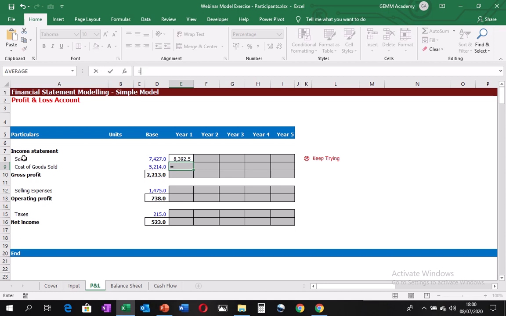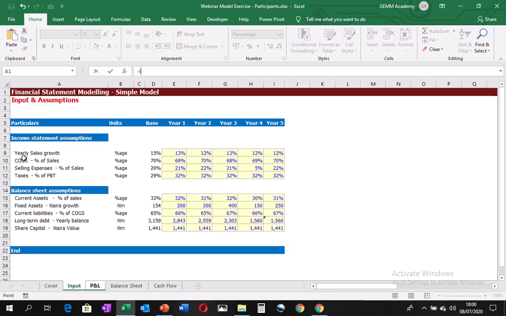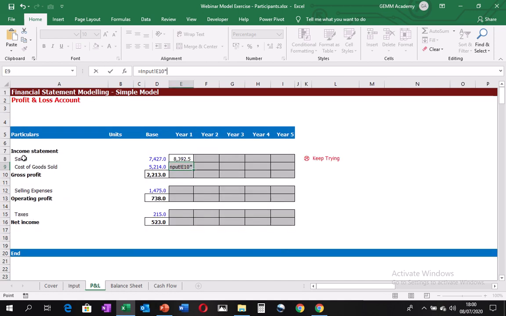Then we'll go to cost of sales equals to, then control plus page up. We'll go to the input page. Then the assumption for cost of sales is a percentage of sales. So we're going to apply this percentage, multiplied by sales. So our sales figure is the one for the current year, which is 8392.5. And so this gives us that figure.